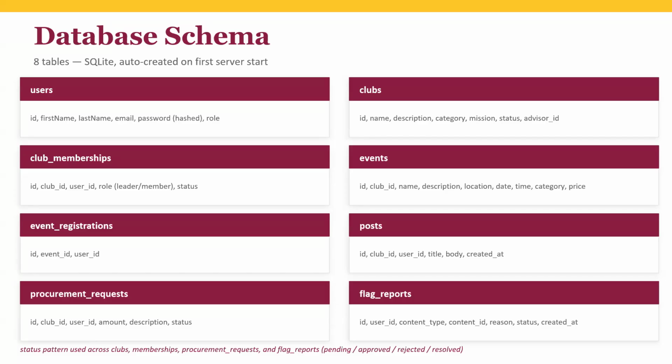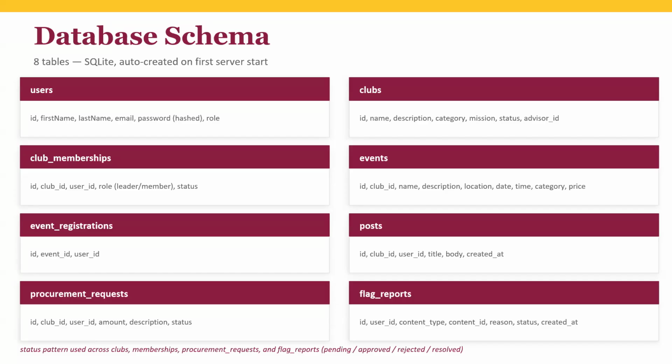Club memberships are a way to connect users to clubs and also to find out who is a leader and who is just a regular member. Another thing we made was a table for events, so people are able to enter the information: the ID, the club ID that the system uses to identify the different events, the name, description, location, date, time, category, and price that other users are able to see.